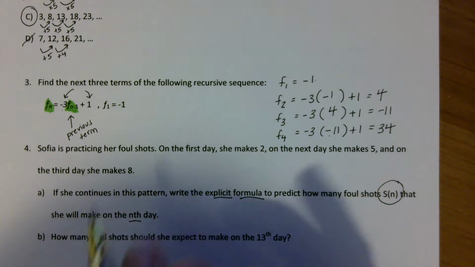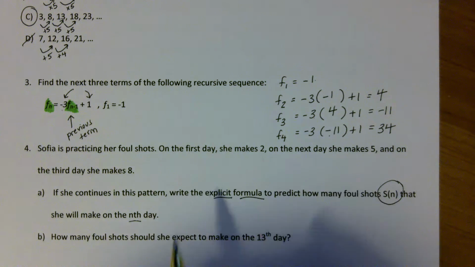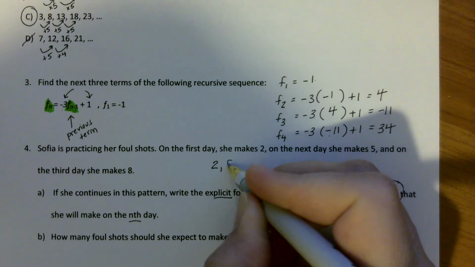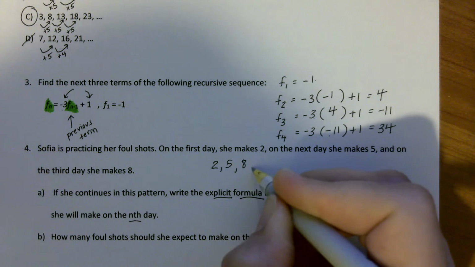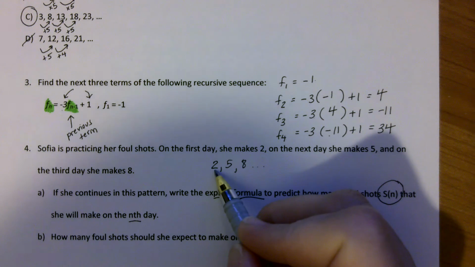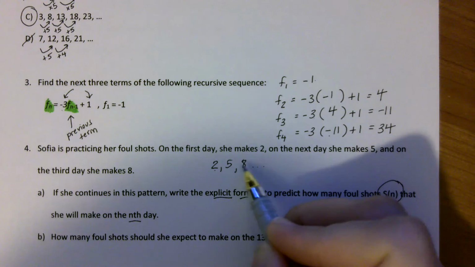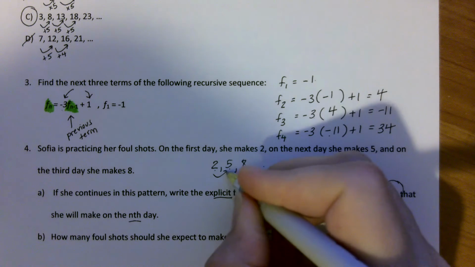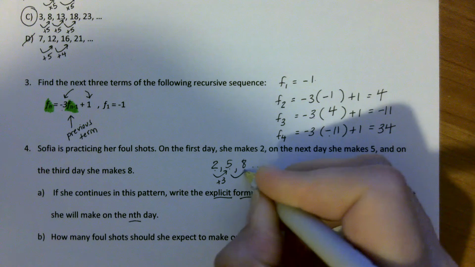So a helpful way to see this pattern is just to write those numbers in order. So we have 2, 5, 8, and they're saying it would continue in this pattern. First thing I'm going to do is ask myself, is this an arithmetic sequence? Well, 5 minus 2 is 3. 8 minus 5 is 3. So it definitely looks like I am adding 3 each time.